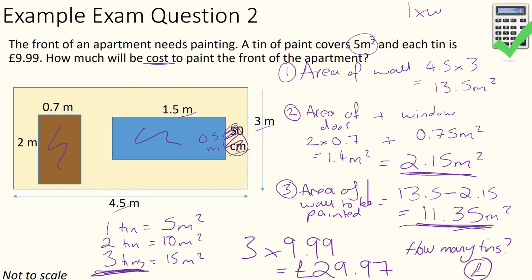So you find the area of the shaded wall to be painted. We do that by taking away the area of the door and the window. Then we can decide how many tins of paint we need and find the final answer.